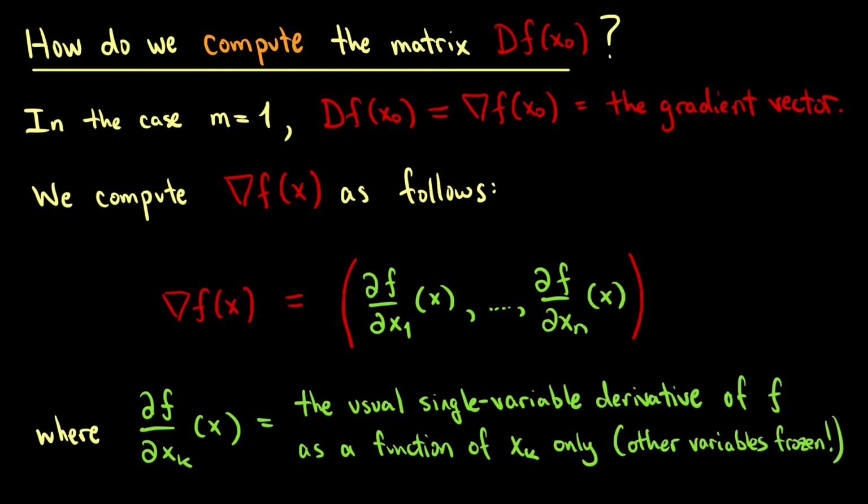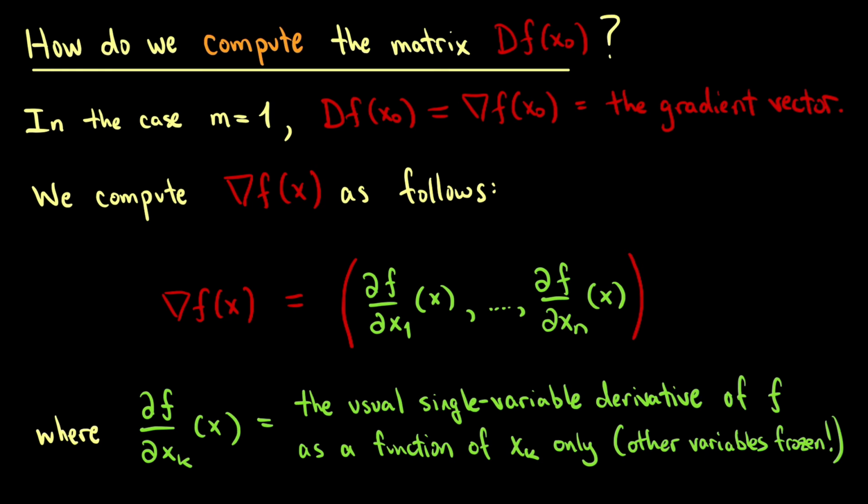So let's talk about how to compute the matrix. How do we actually compute it? This matrix df of x naught, the total derivative. So again, I'm going to talk first about the case m equals 1, the scalar case. In this case, this thing, like I said, is just a gradient vector. And let me tell you how to compute the gradient vector.